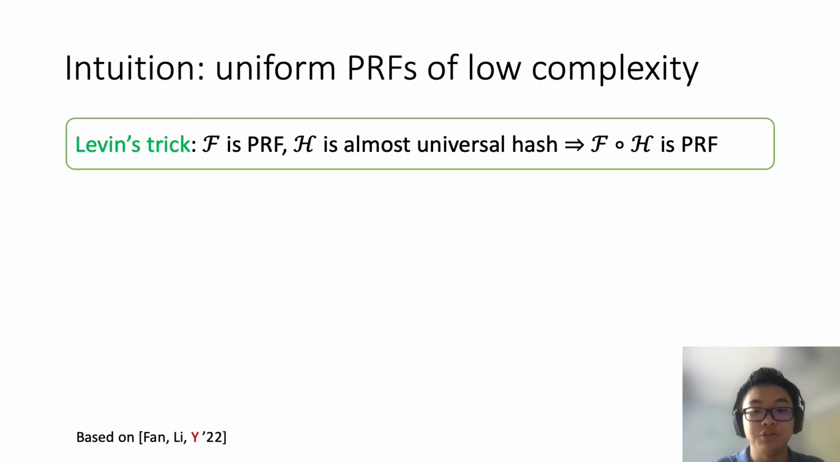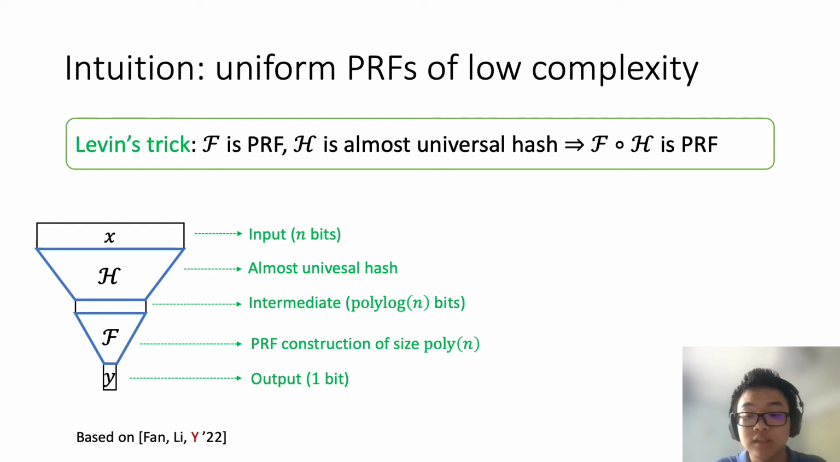Here we sketch how we do it. The main weapon we use is Levin's trick, which says if some function family f is a PRF, and some other function family h is an almost universal hash, then the composite is also a PRF. As seen in this picture, we first have an input string of length n, and first hash it down using an almost universal hash function to an intermediate string of shorter length, then compose it with a PRF construction.